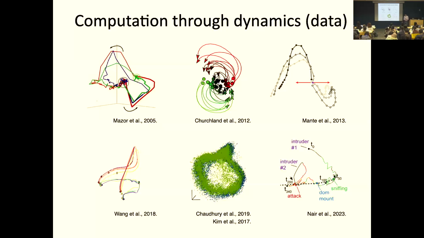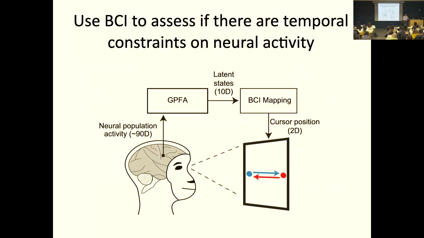So what we sought to do was to use a BCI to try to encourage animals to move their neural activity uphill, and ask whether animals would be able to do so. The way we set up the experiment was as follows. We recorded neural activity from motor cortex. We applied Gaussian process factor analysis to transform around 90 channels of activity into 10-dimensional, low-dimensional latent activity trajectories. Then the BCI mapping mapped these 10-dimensional trajectories down into a 2-dimensional cursor position.